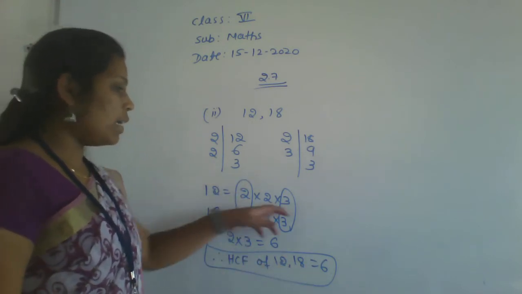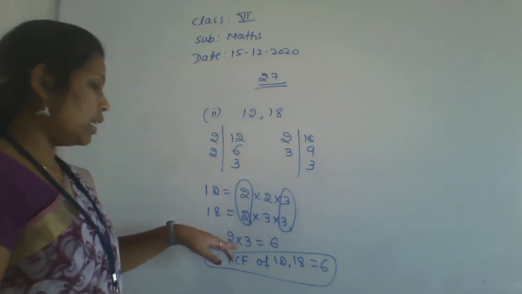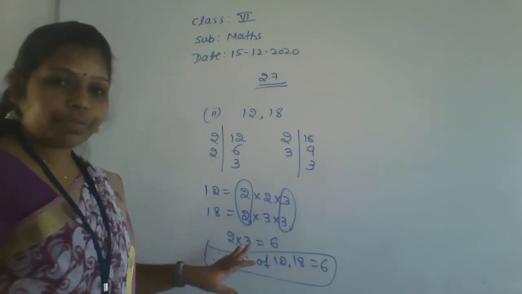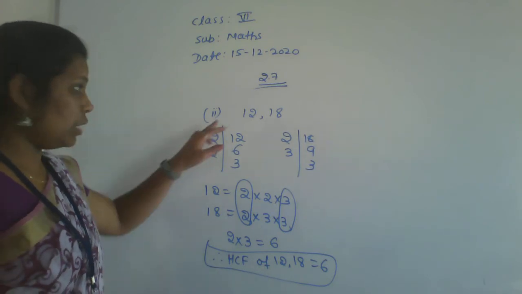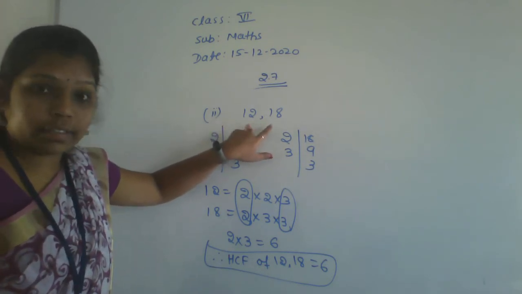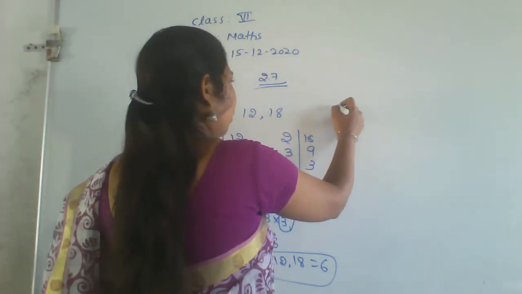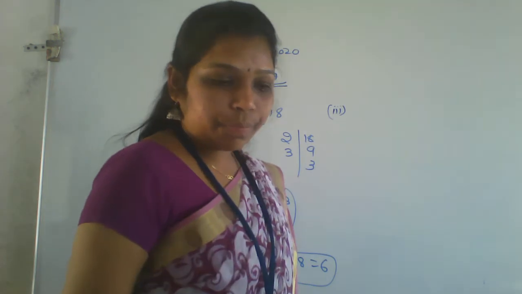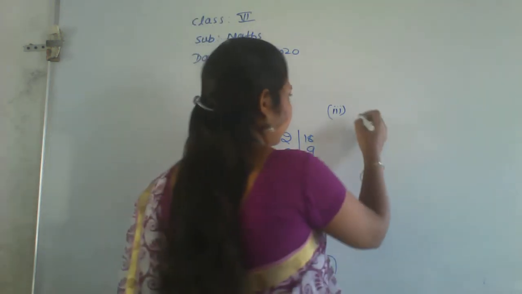Only take the common elements. 2 is common, here 3 is also common. That's why I am taking 2 into 3. Okay, that is 6. So 6 is the HCF of these two given numbers, 12 and 18. Okay. So next one, go for the third problem. What is the third problem they have given here? That is 24 comma 30.